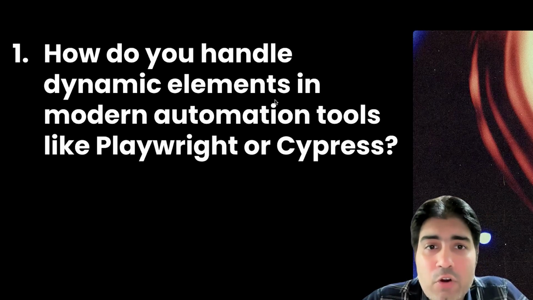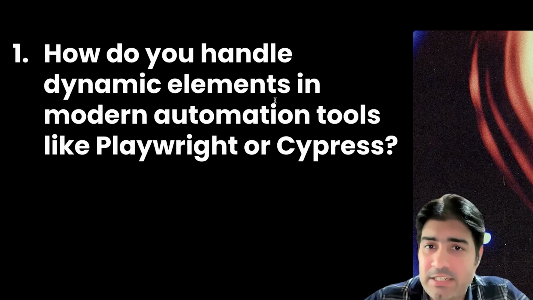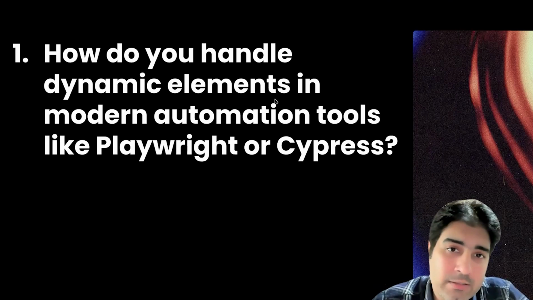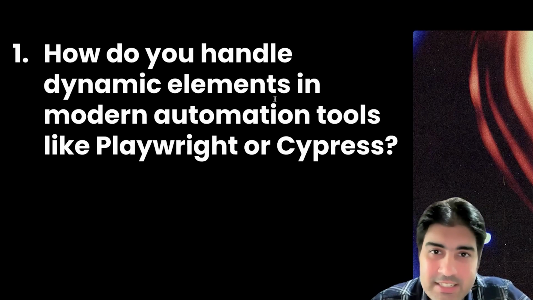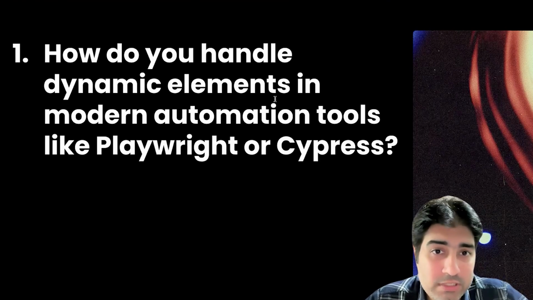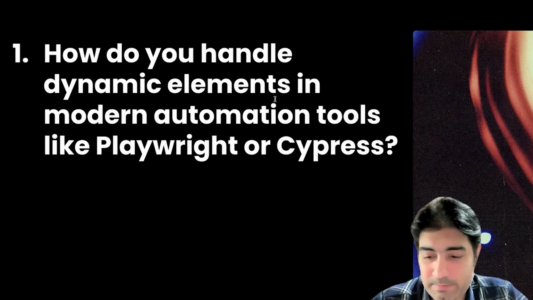Dynamic elements are a common challenge, especially in React, Angular, or Vue.js based UIs, where IDs and attributes change on each render. The strategy here is threefold. Choose stable semantics, use robust locator patterns, and lastly, add resilience logic.